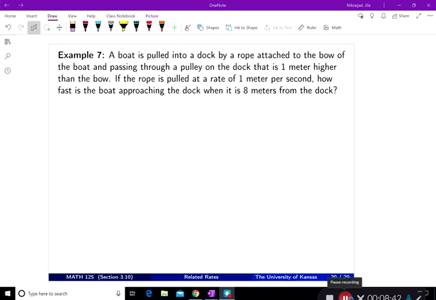Example 7. A boat is pulled into a dock by a rope attached to the bow of the boat and passing through a pulley on the dock that is 1 meter higher than the bow. If the rope is pulled at the rate of 1 meter per second, how fast is the boat approaching the dock when it is 8 meters from the dock?